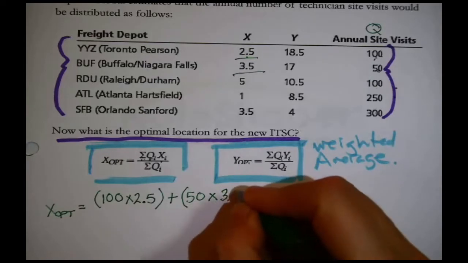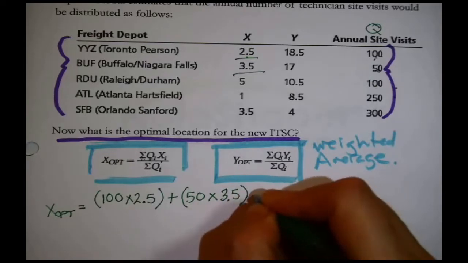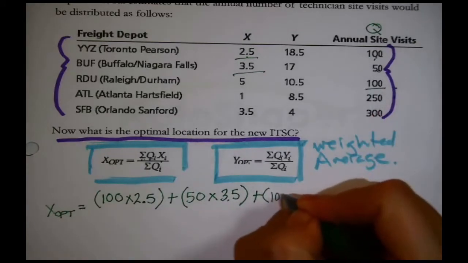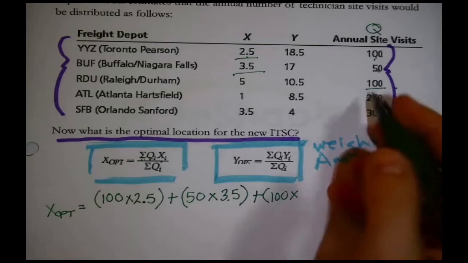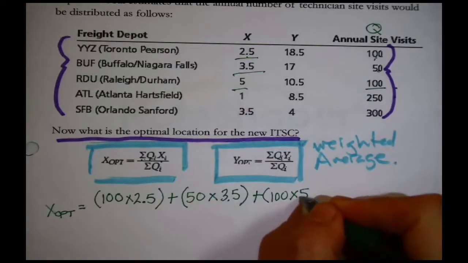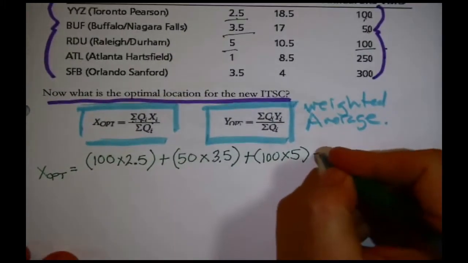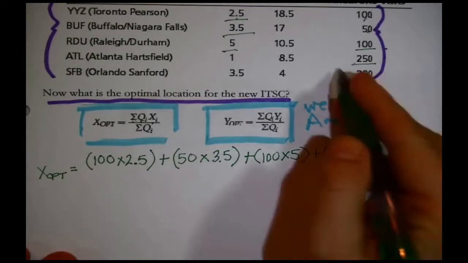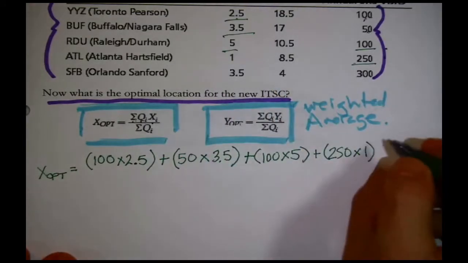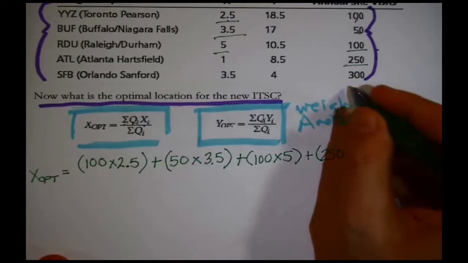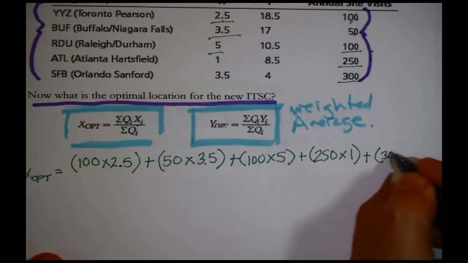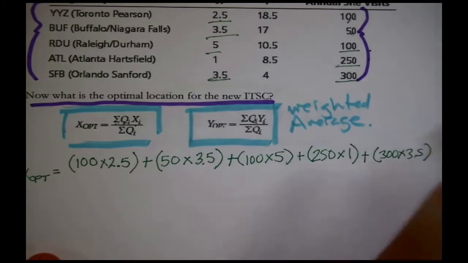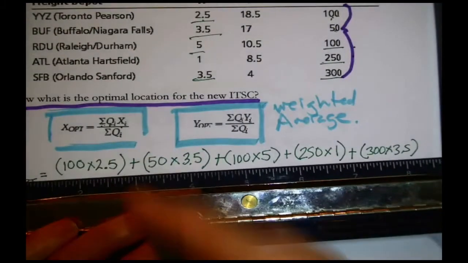This is the weighted part in weighted averages. For Buffalo, plus 100 is the number of site visits for Raleigh-Durham, times 5 is the x-coordinate for Raleigh-Durham, plus pair up the number of site visits, 250, times the x-coordinate, well that's 1 for Atlanta, plus the number of site visits here, 300, times the x-coordinate, 3.5. That whole thing is the numerator.